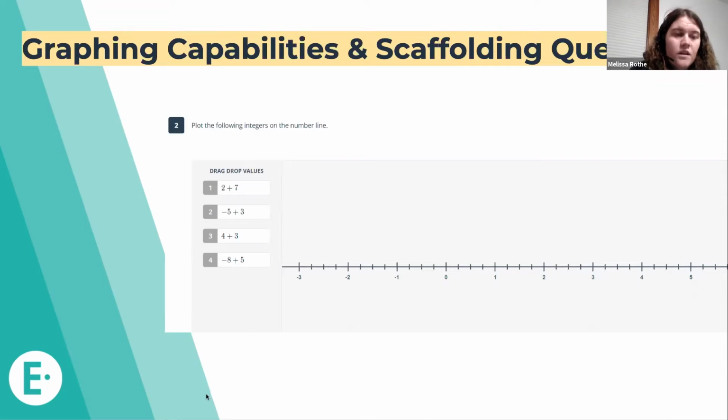So in this one, they're just looking at adding integers, and then they drag and drop those values on the left onto the number line where the correct answer would be.